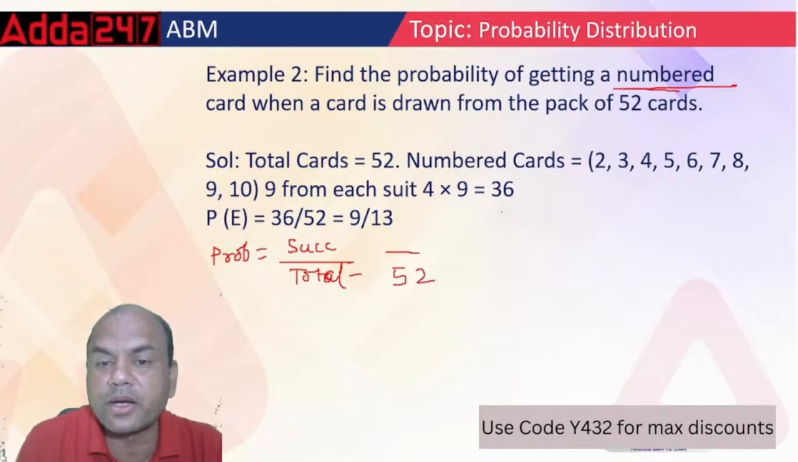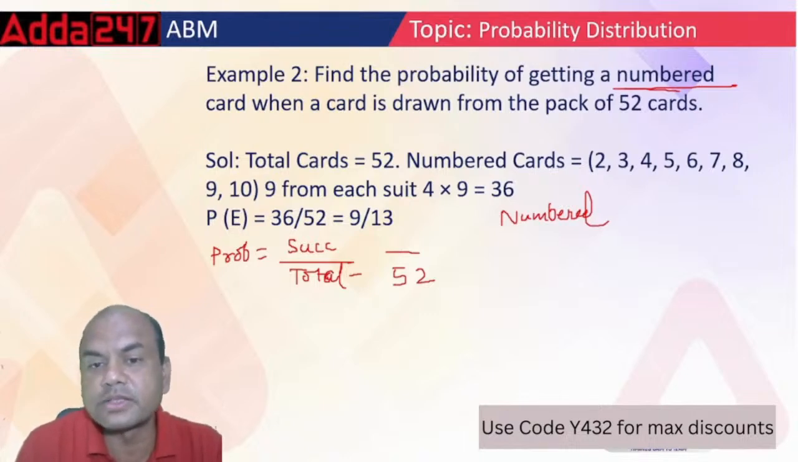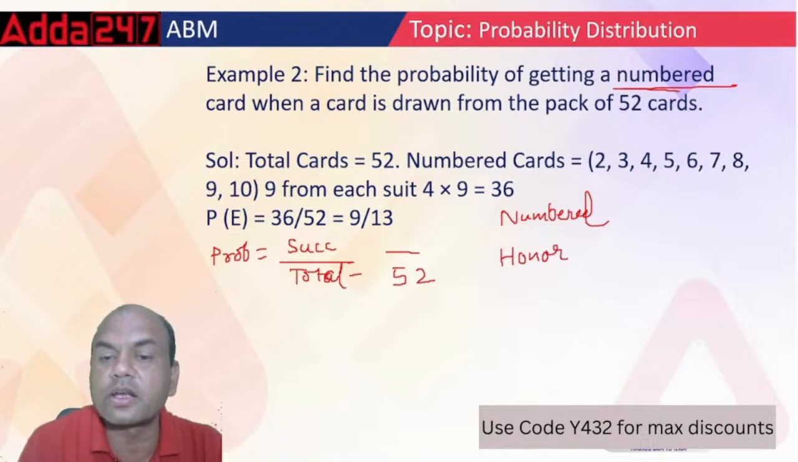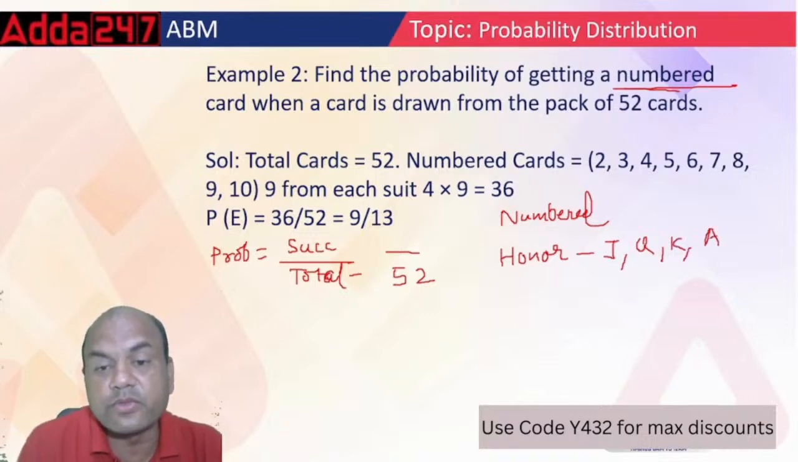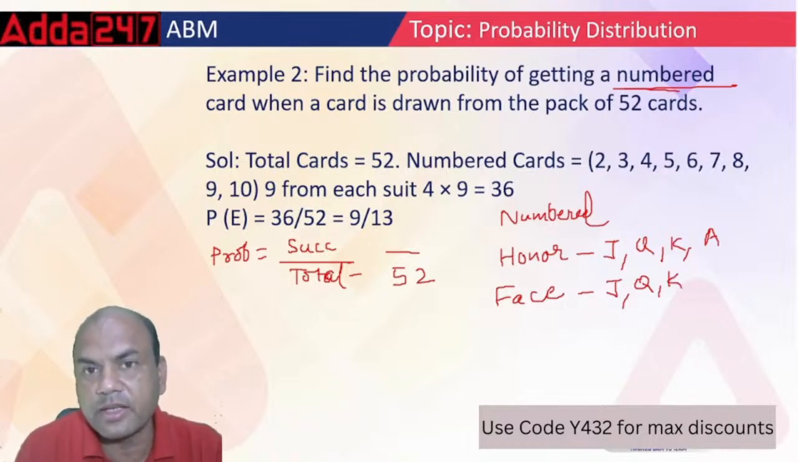Remember, there are 3 types of cards. One is numbered. Second one is honor card. Honor card means jack, queen, king, and ace. And last one is face card. Face cards are 3, only jack, queen, and king. No ace is there. Ace means Eka, we call it. Does it have a face?